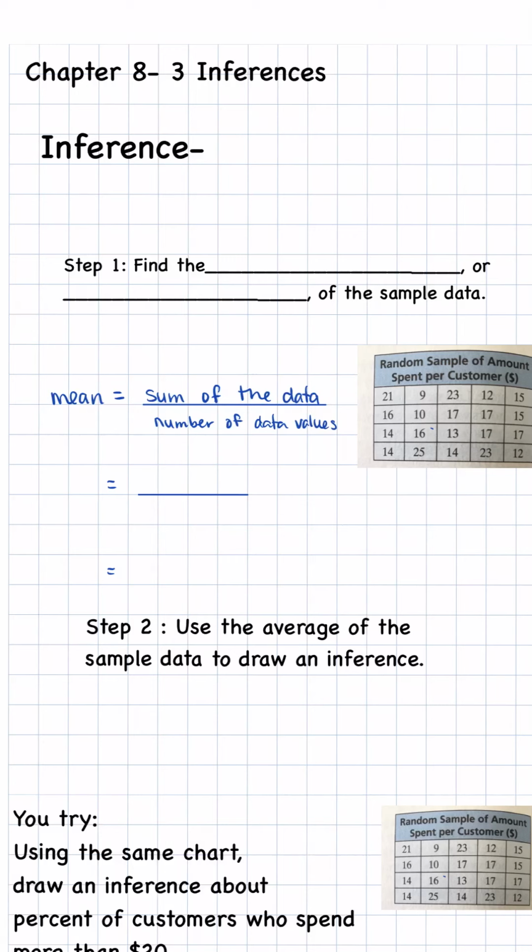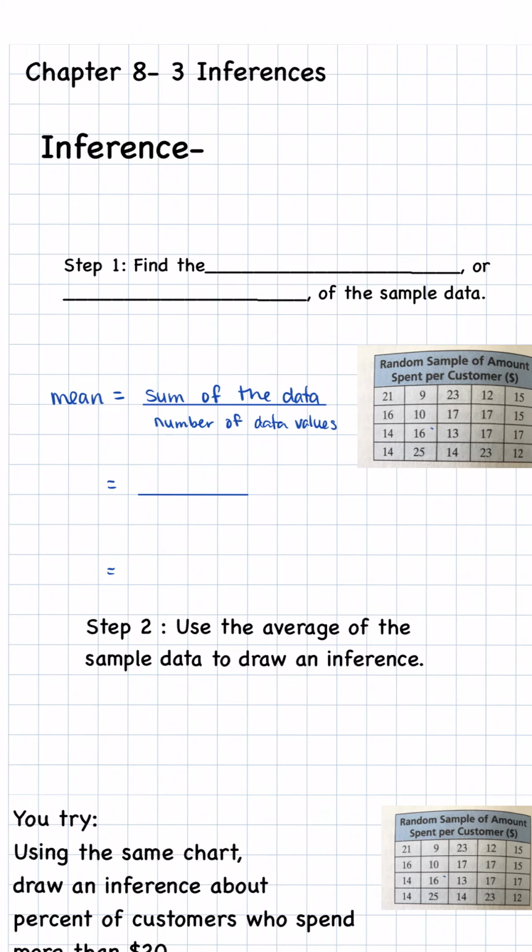Hi class, today we're looking at Chapter 8, Lesson 3, Inferences. You can use data from a random sample of a population to draw inferences about the entire population.